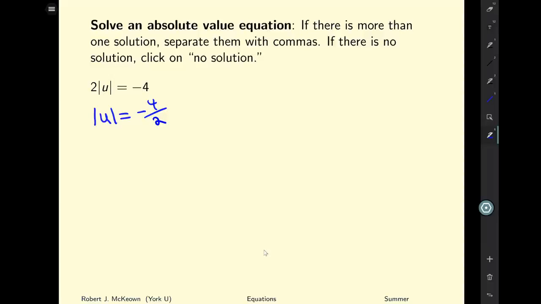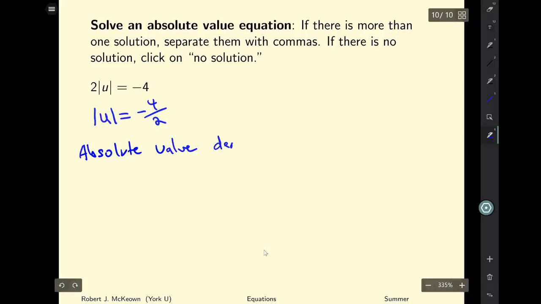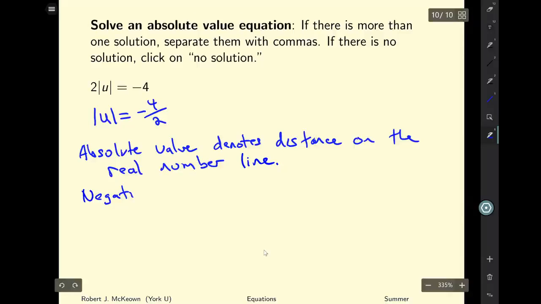Am I done? Is there a solution? Well, one thing to remember is that absolute value denotes distance on the real number line. Negative distance is impossible.